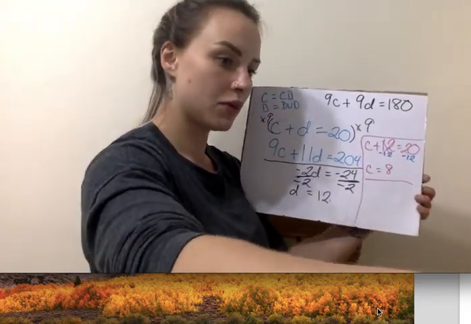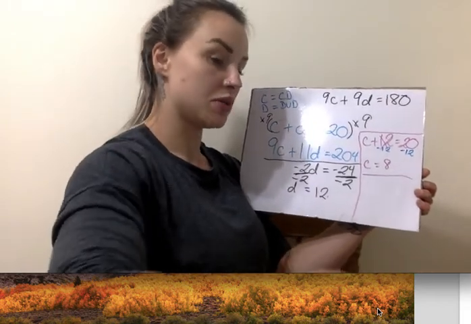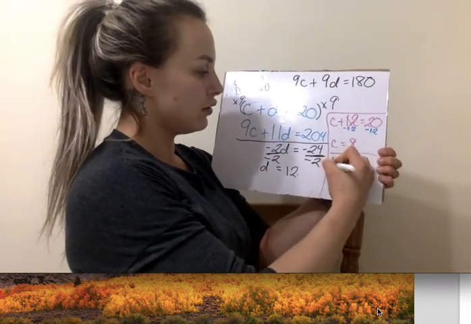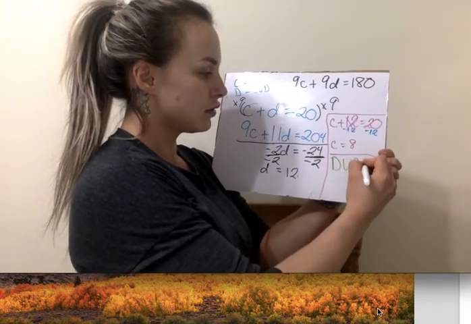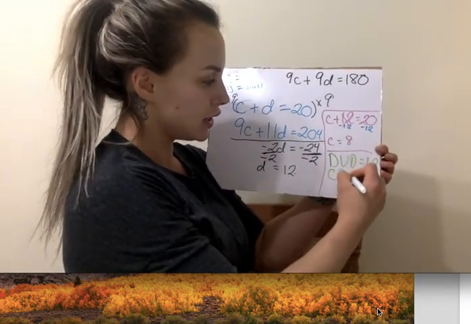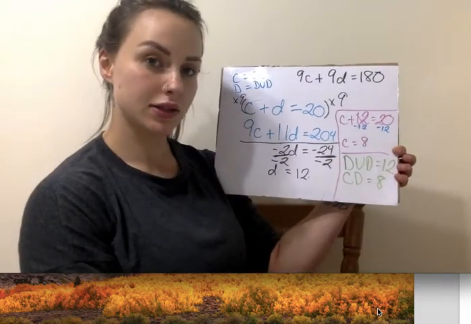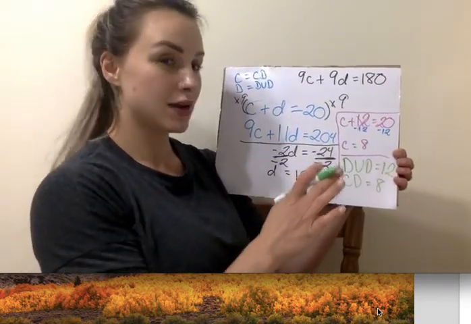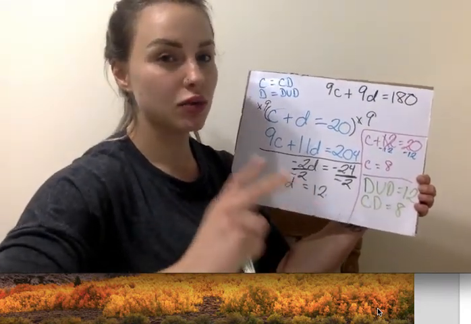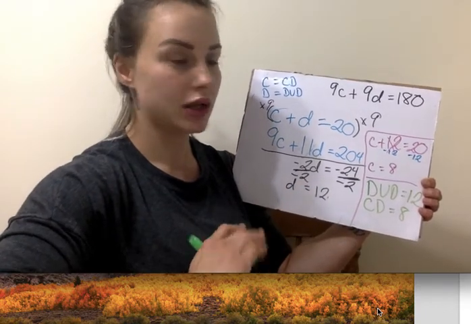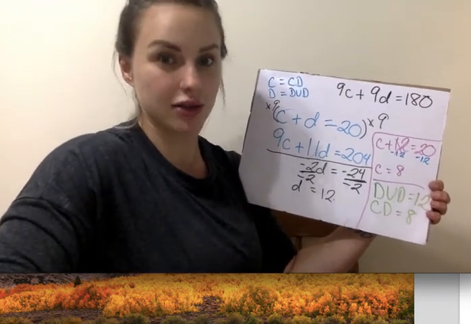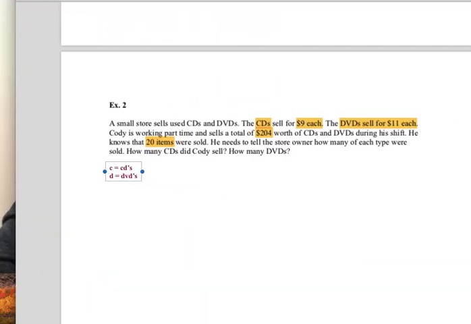So when we write our information that we just found, he sold 12 DVDs and he sold 8 CDs. Okay, so that's how we do that one. It's just taking the words that they are giving us and creating two equations. And then we can do the elimination that we learned the other day or earlier today. So we're going to do another one together.